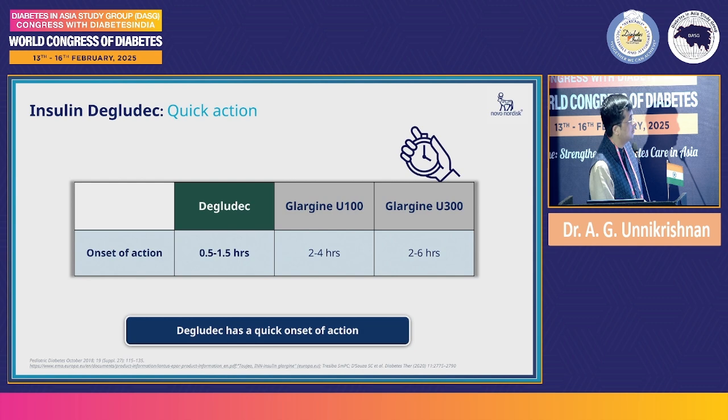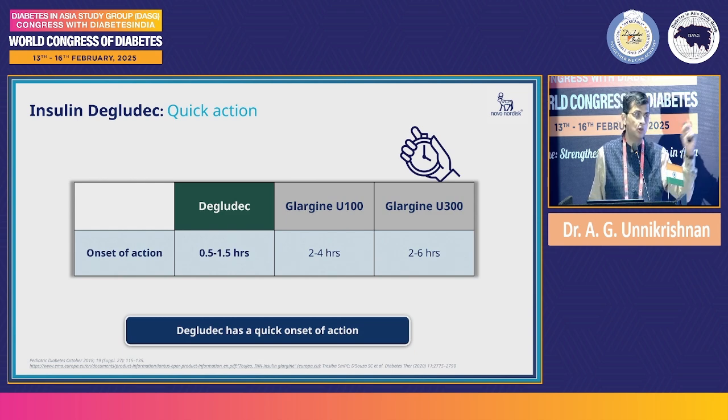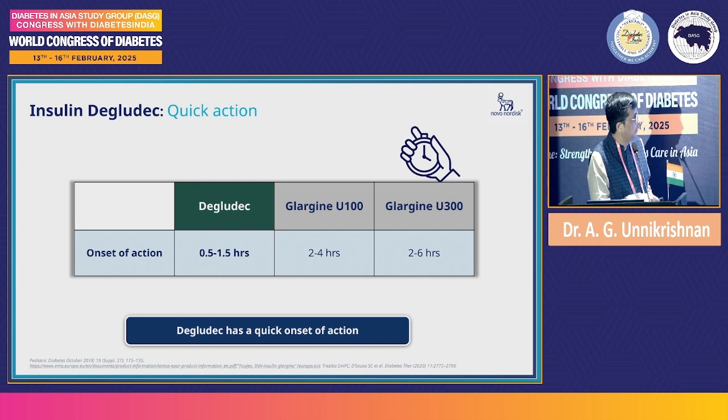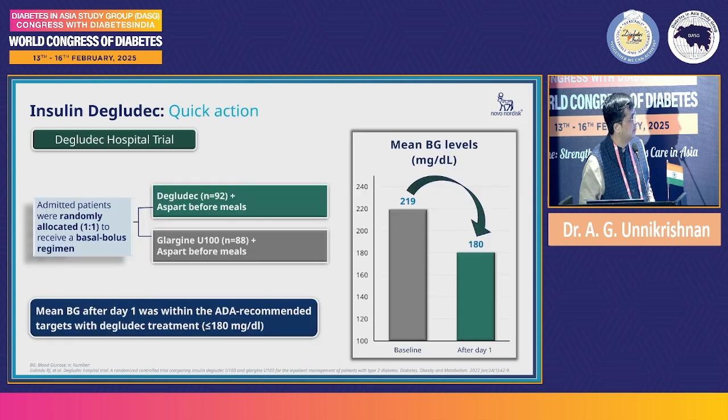So for in-hospital use, where you want a reasonably quick action, remember, when you are stopping an insulin infusion, before that you should give the degludec injection an hour before or so. But if you are looking at glargine, you may have to give that injection 2 to 4 hours before so that it acts exactly when the insulin infusion stops, when the insulin is ready to act. So that is the practical aspect of why degludec is a little better in that sense.